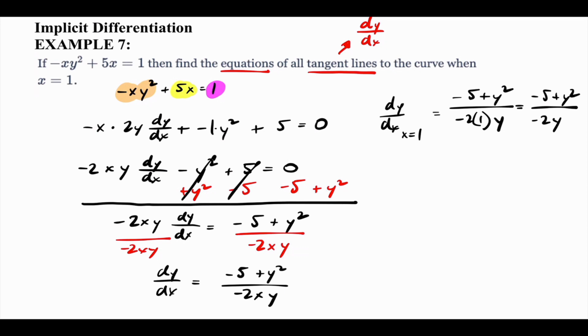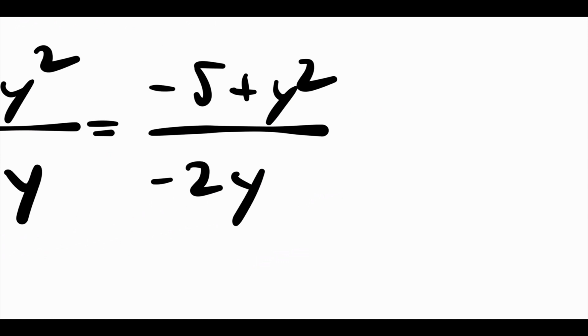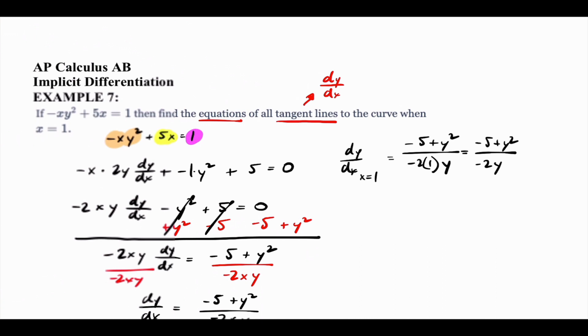No, slope needs a rise over run, right? How many do I go up and how many do I go over? I don't know, right? Because it's got variables. So what I have to do is figure out what y is. How do I figure out what y is? Because if I had a y, I could plug it in. How do I figure out what y is?